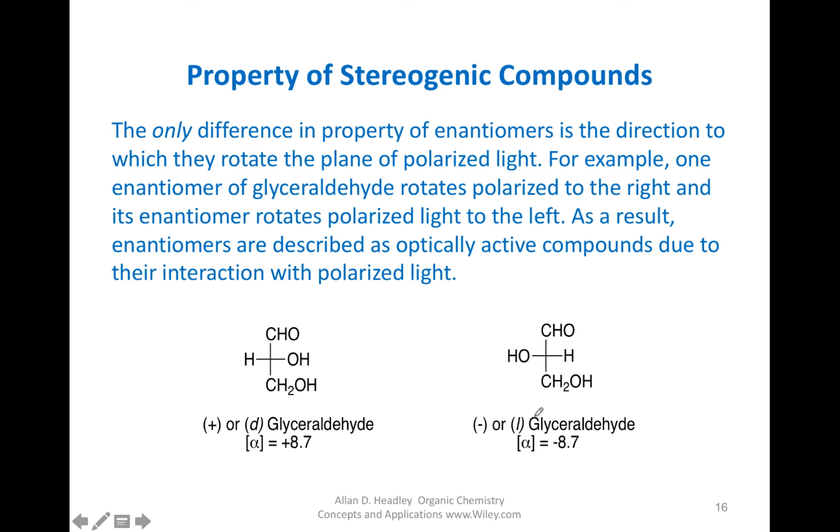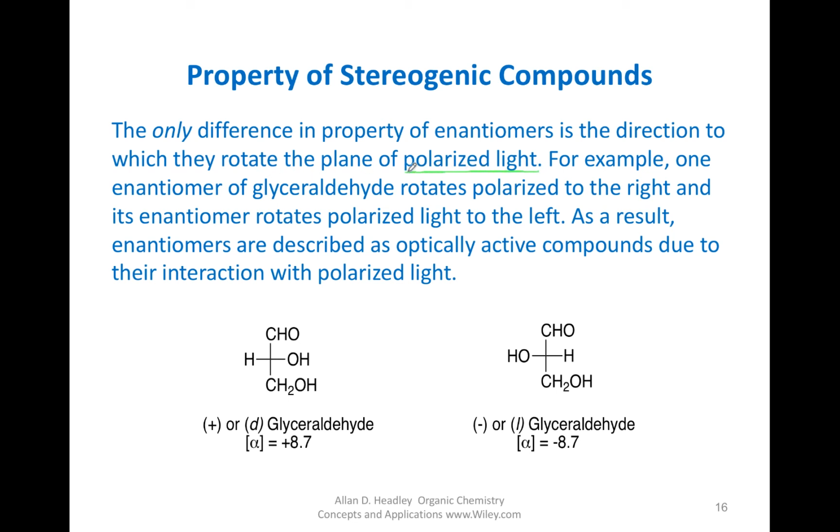Let's look at properties of stereogenic compounds. So stereogenic compounds, as we have seen, look pretty much the same. If you went in the lab and you had a pair of enantiomers, all the properties would be the same. That is, the color, the physical properties, the boiling point of that liquid would be the same, the melting point of these two liquids would be the same. The only difference is the direction in which it rotates polarized light.